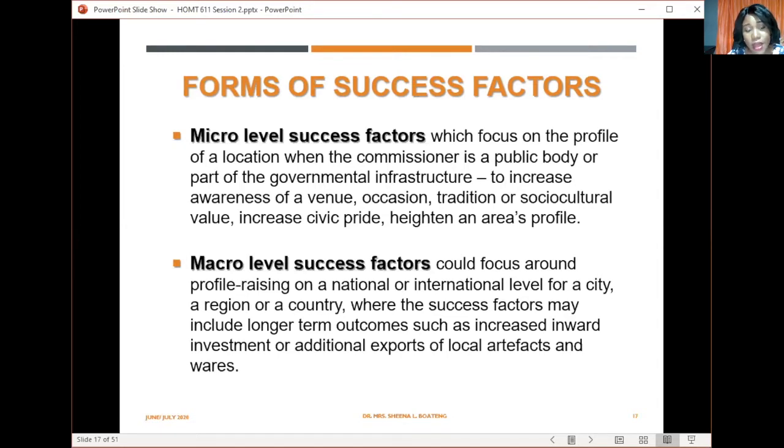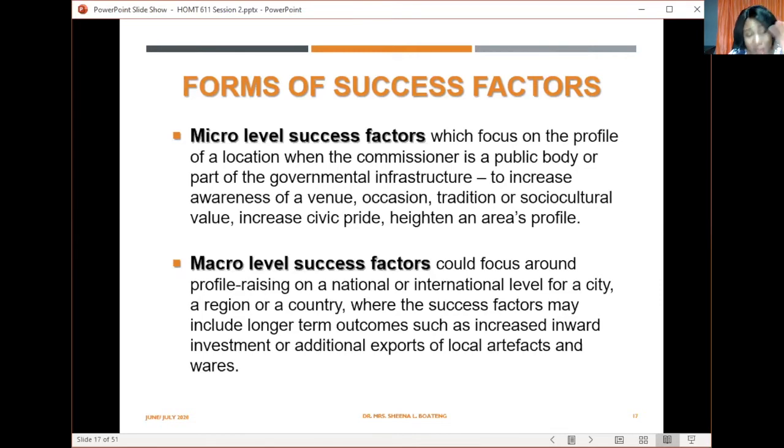Which again can contribute towards heightening the profile of an area, particularly Ghana, because Ghana at 50 was celebrated not just in Ghana, but in so many other parts of the world where Ghanaians lived. So it heightens the profile of our country. And these are examples of micro-level success factors that we can talk about.